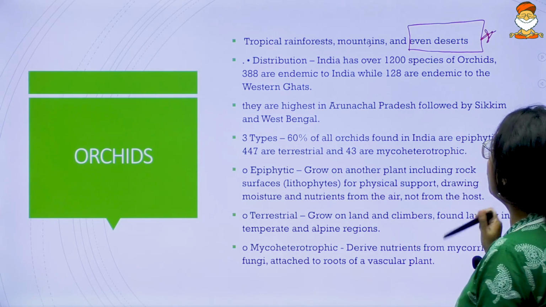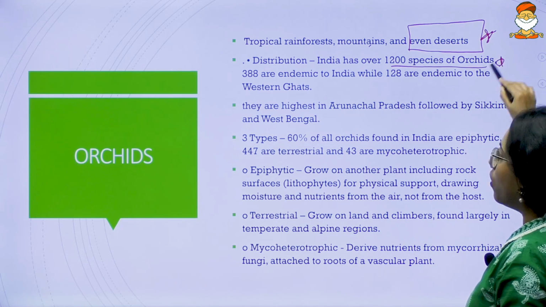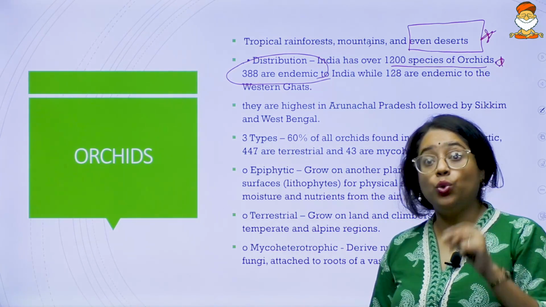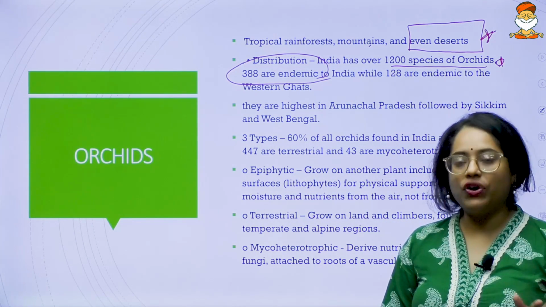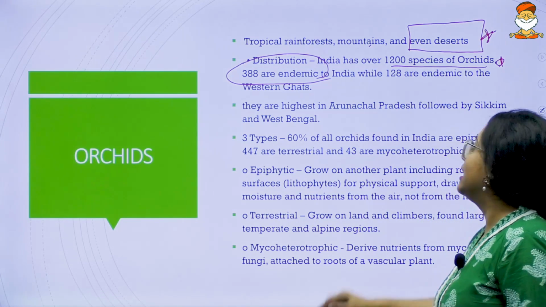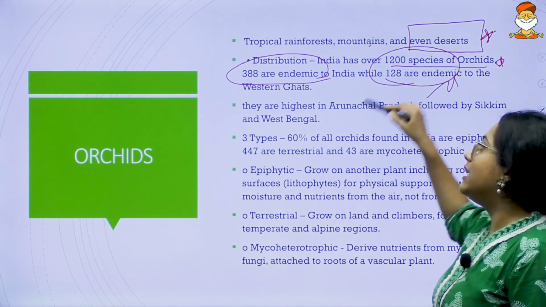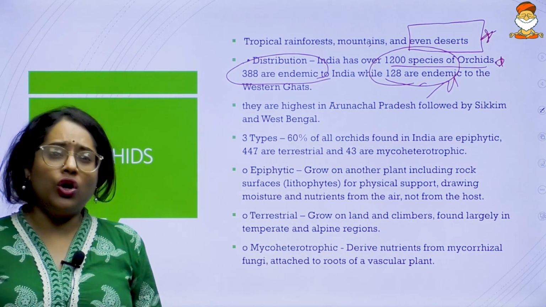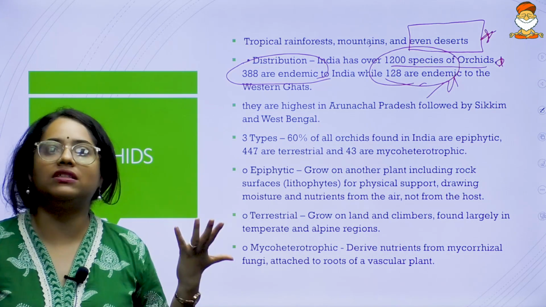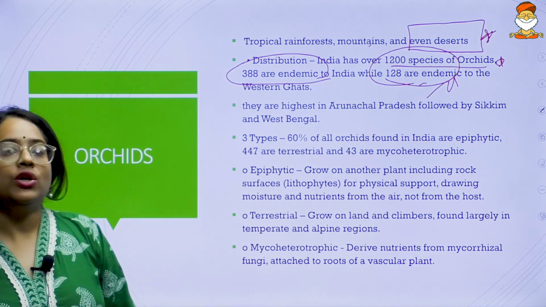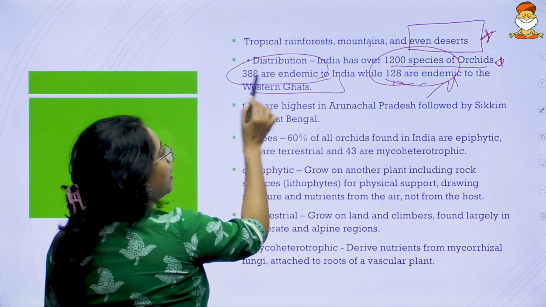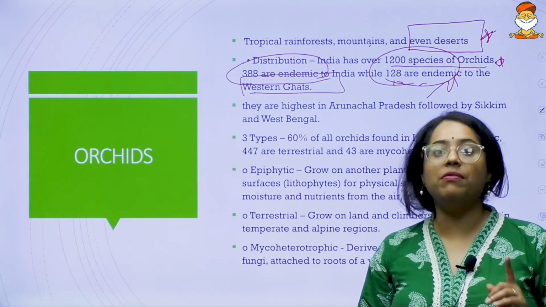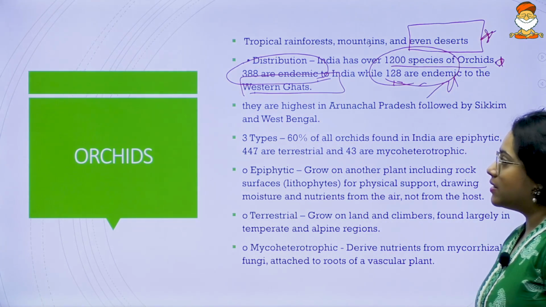India has over 1,200 species of orchids, out of which 388 are endemic to India. We don't find them anywhere else. And out of the 388, 128 are endemic to the Western Ghats. So if I had to tell you, the Western Ghats has close to half of the 388, somewhere around 190 something. So less than half of all the endemic orchids in India, not all orchids, endemic orchids in India, occur in your Western Ghats.